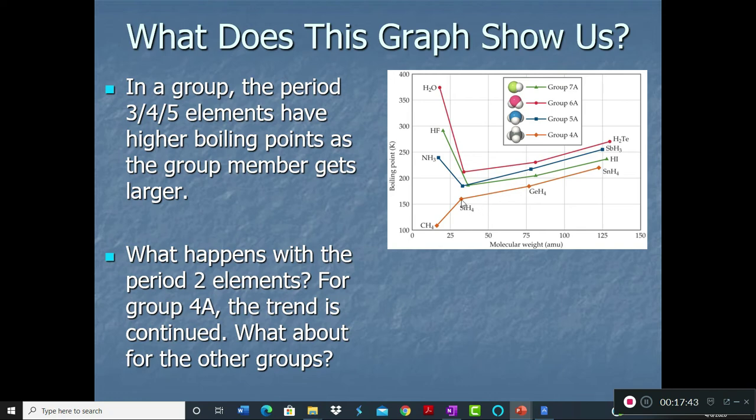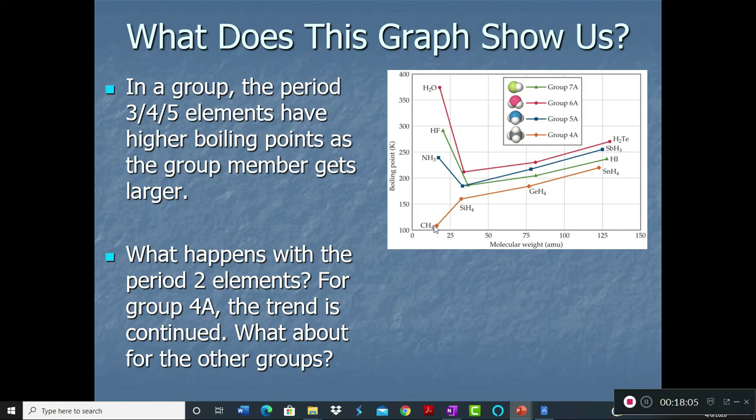So you're noticing from 3 on, boom, boom, boom, group in period 3, as the molecule gets larger and larger, you're going to have an increase in boiling point, which means there's a greater and greater attraction. However, in group 2, okay, group 1 is just hydrogen and helium.